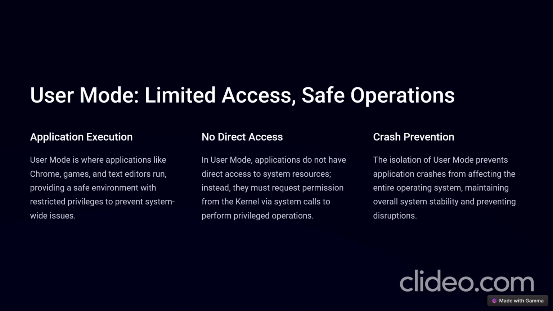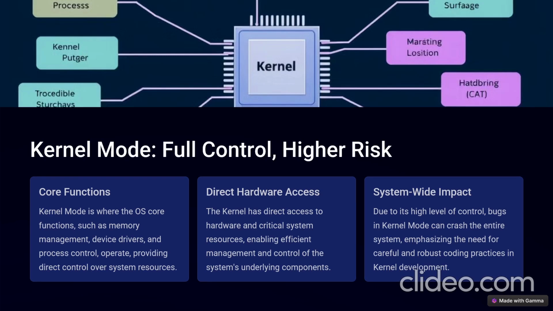Now let's see what kernel mode is. This is where the operating system itself runs, managing hardware, memory, and processors. Kernel mode has full access to the system, which makes it powerful but also risky. If a program in kernel mode crashes or has a bug, it can take down the entire system. That's why only trusted code like device drivers and core OS functions runs in kernel mode.